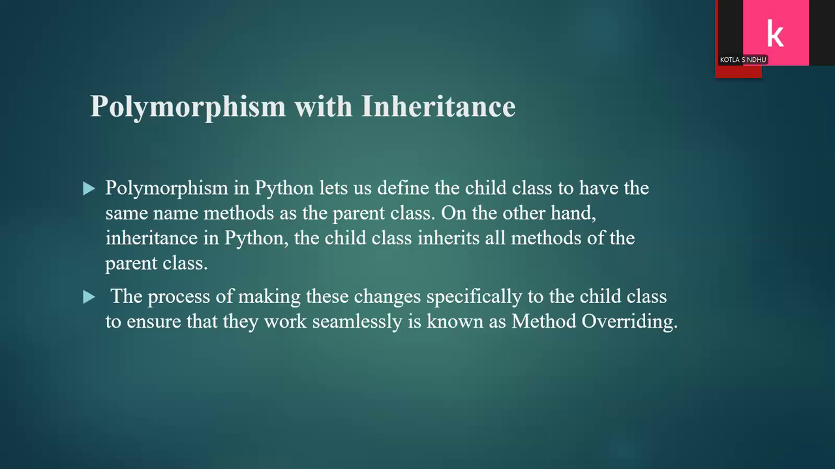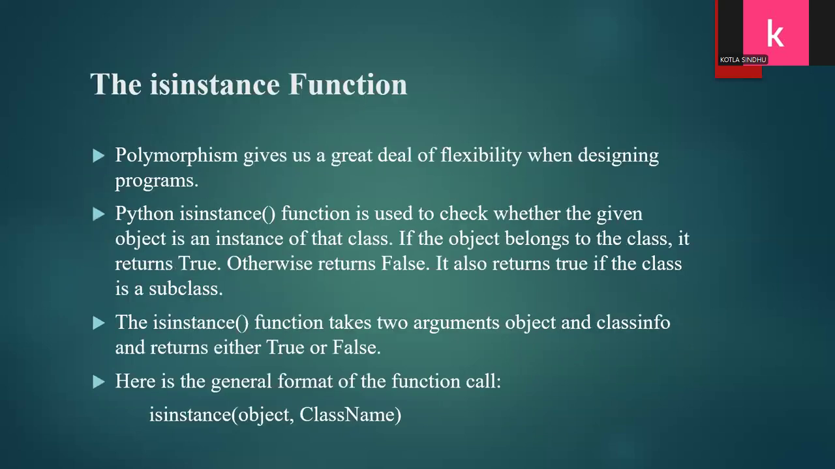Next, polymorphism with inheritance. Polymorphism with inheritance means that the child class has methods with the same names as the parent class, and in inheritance, the child class inherits the methods of the parent class. The process of making changes specifically to the child class so that they work seamlessly is known as method overriding. This gives a great deal of flexibility when designing programs.